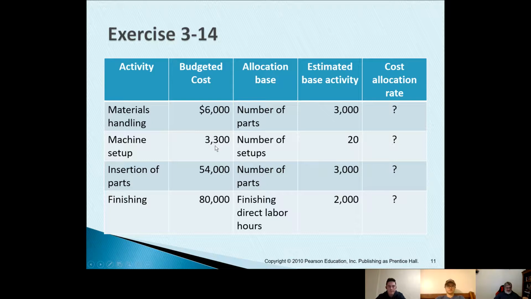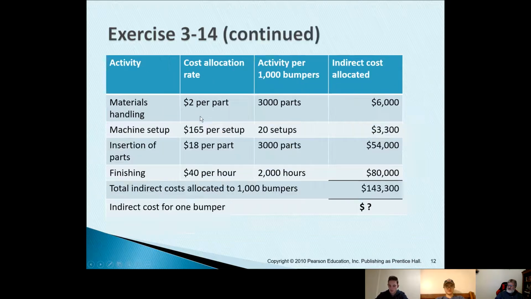Yep. Okay, so that's the first part of 3-14, just to compute the indirect manufacturing cost per bumper. In this case, this is all of the different stuff that had to be done to make a bumper. That's what this company in the book is doing, making a bumper. So if these are our different drivers, we've got four different drivers here. We're going to put that into it: $2 per part, 3,000 parts.